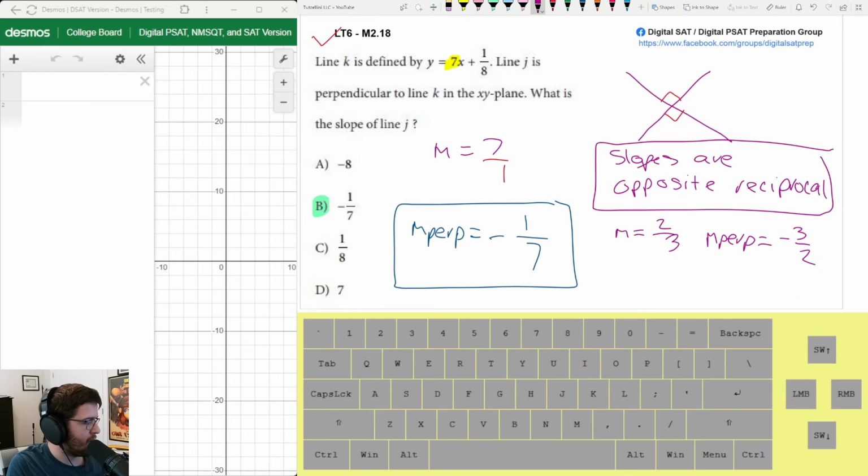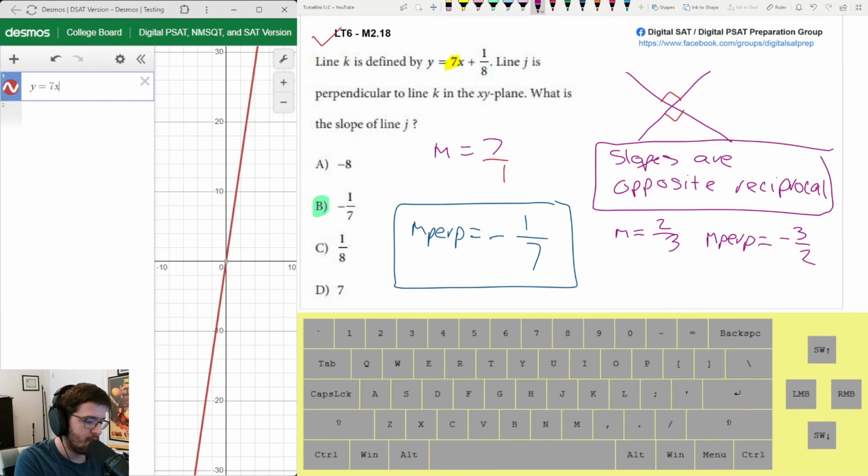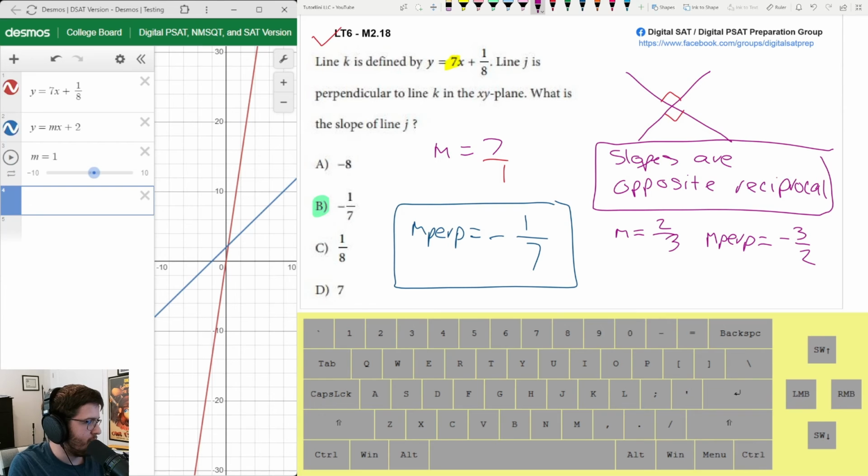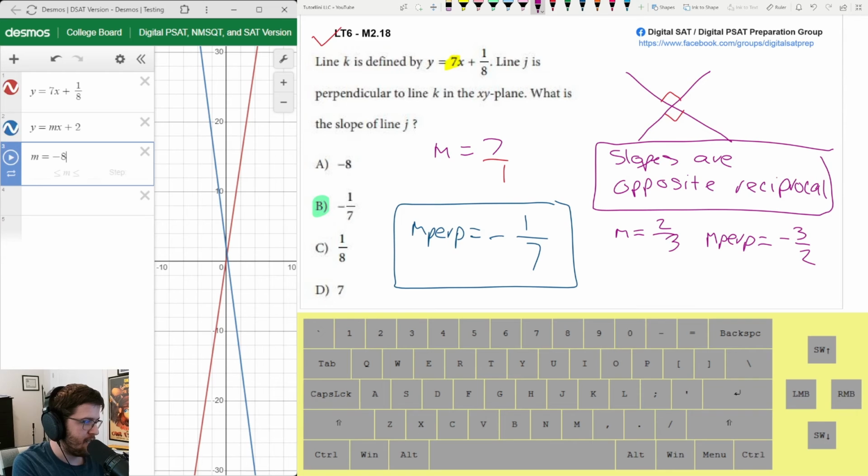So just kind of by eyeballing it. So y equals 7x plus 1/8. And the y-intercept doesn't really matter, so you can just come up with any random number. I'll do mx, I don't know, how about plus 2 or something? And the perpendicular slope, I'm going to do -8. That's not perpendicular. That doesn't look like a cross, right? Doesn't look like a T. Okay, let's do 1/8.